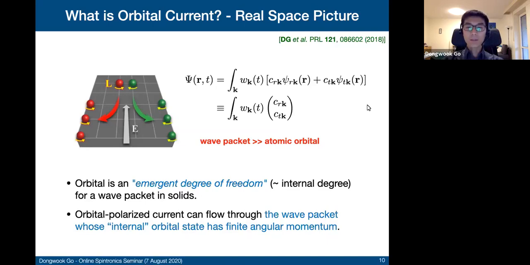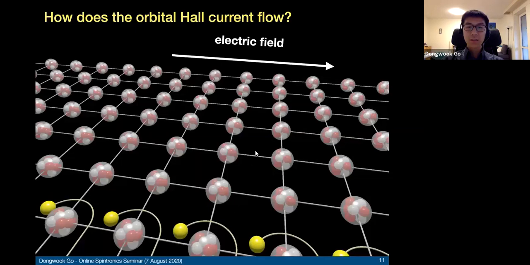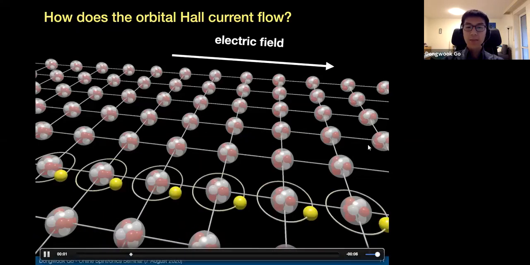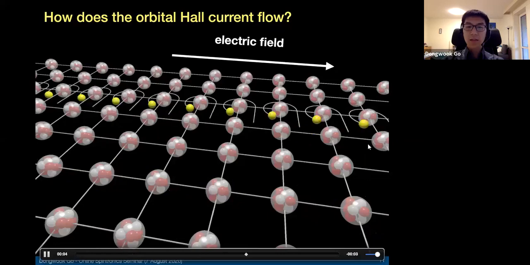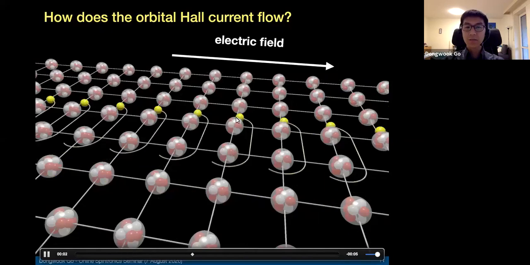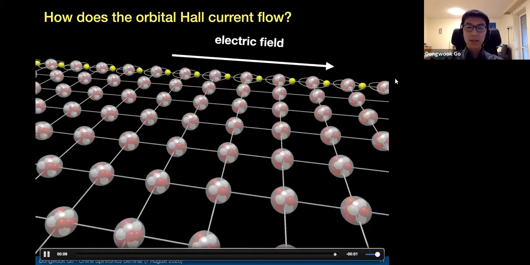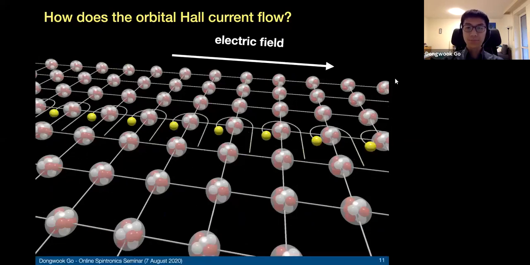And if you still don't get it, don't worry. You could imagine an image like this. In this video, I'm going to show you how the orbital current flows if you apply an electric field. And at least to me, I imagine the orbital Hall effect as the following. Electrons will rotate around each atom like this, and hop from one side to the other like this. So intuitively, this is the orbital Hall current.